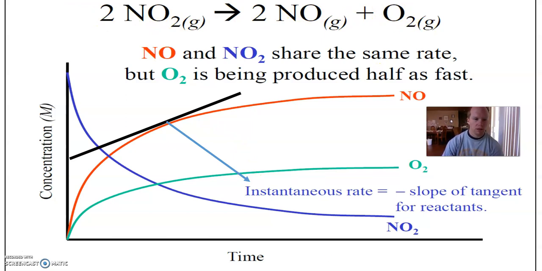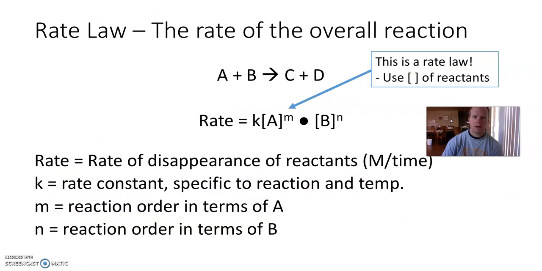Okay. Now we can look at what's called an instantaneous rate by looking at the slope of the tangent for the reactants. Okay, we can just do that, you guys. That requires some calculus skills, and so frankly we're not going to do that here. However, we need to kind of understand this.